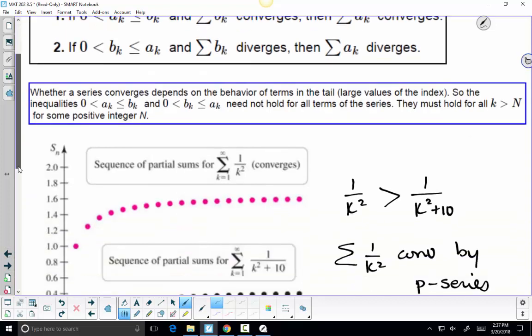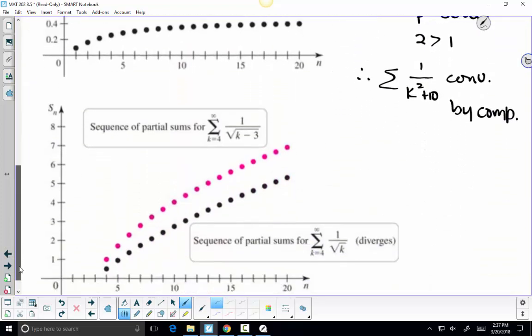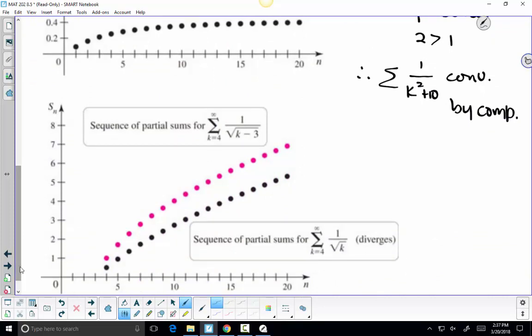OK, so this picture down below, it's a picture of two series. We know that this one diverges because it's a p series where p is less than 1. For a p series to converge, p has to be greater than 1. So here we had less than 1, so it's diverging. And this other series, 1 over the square root of k minus 3, all we did was a little shift. So don't we expect them both to diverge? Let's just notice, can we get the inequality to work here in the right way?